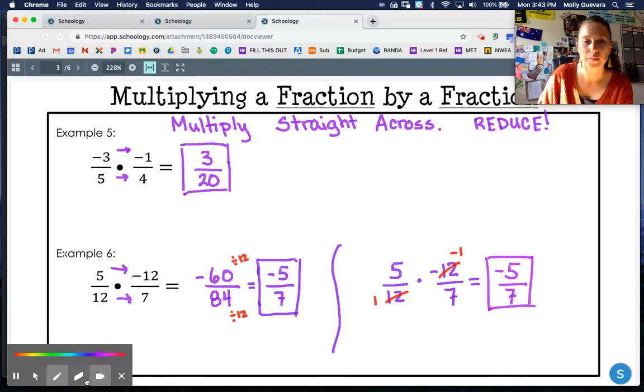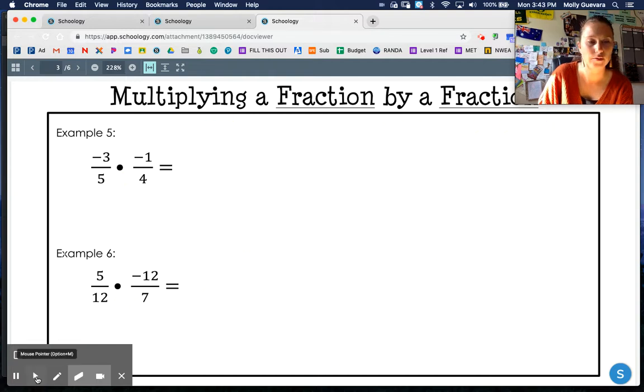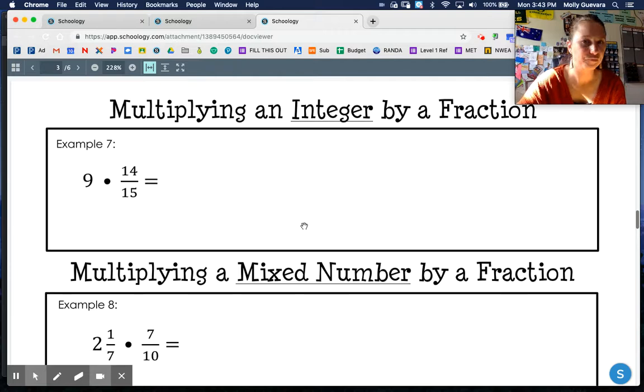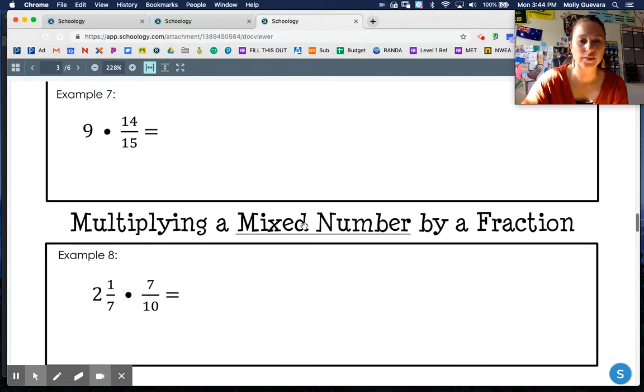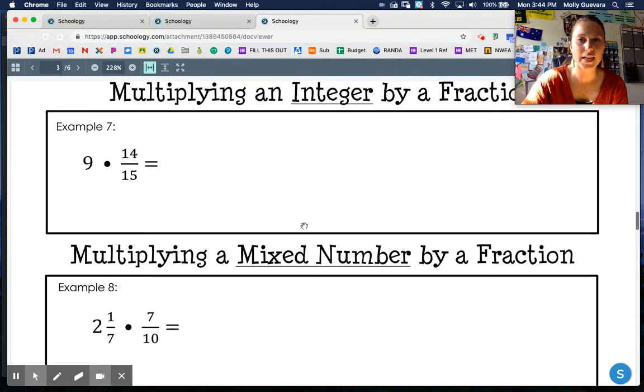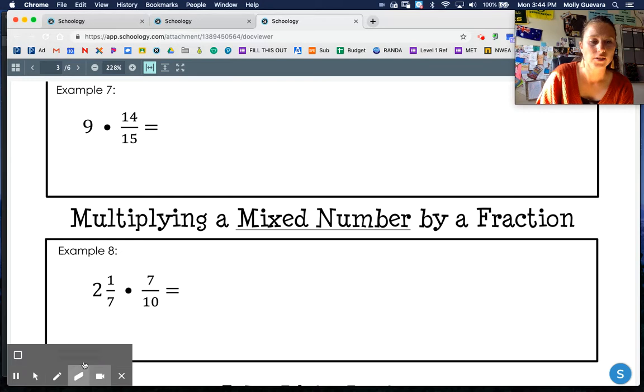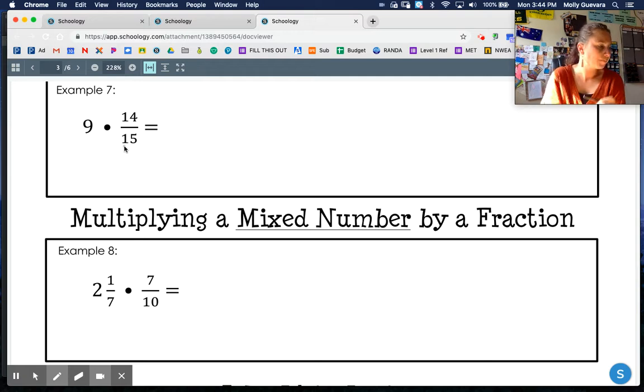I'm going to go ahead and clear this, and then we'll look at the second half of this page, which is right here. Okay, so now we're looking at multiplying an integer by a fraction. An integer is just a whole number. So my example right here is just a whole number, a whole number by a fraction. So the question is, how do I make that 9 a fraction?